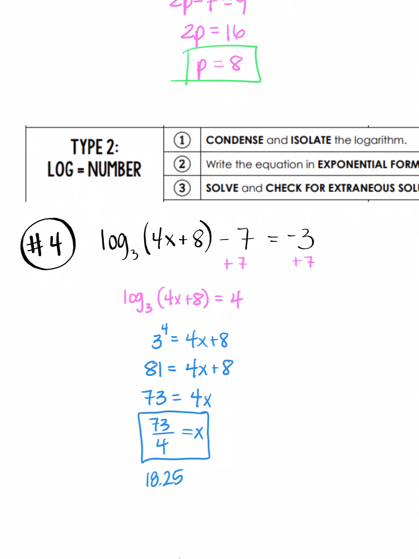Okay, don't forget to check your work. Remember, logarithms can't be negative, so as long as when I plug this 73/4 back in for x, what's in the logarithm stays positive, I know I'm okay. So I'm just going to even check that part. What if I say 4 times my answer for x plus 8? Well, that's going to be 73 plus 8, which is 81. And because that's a positive number, I know that this solution is going to work.